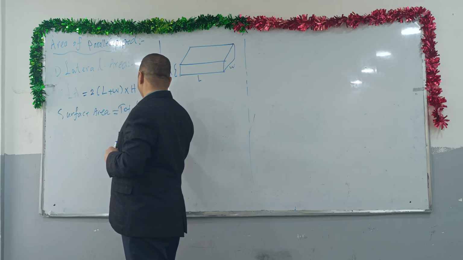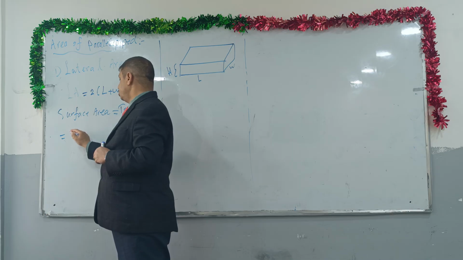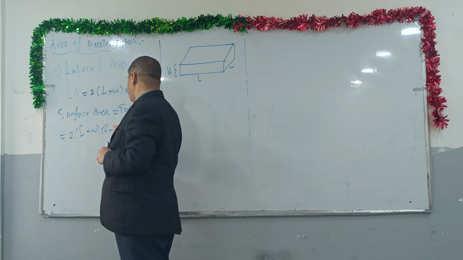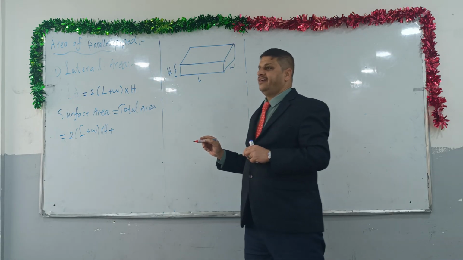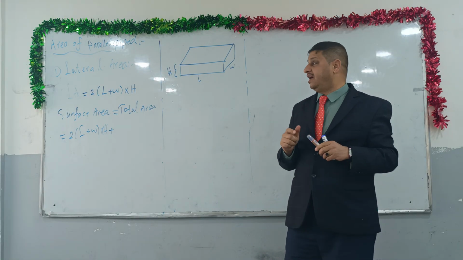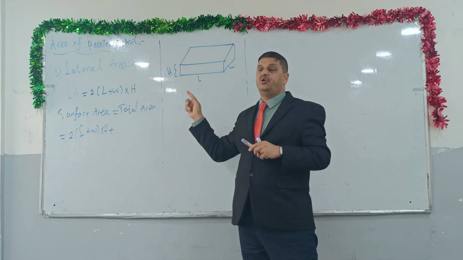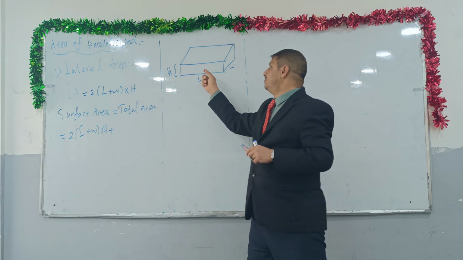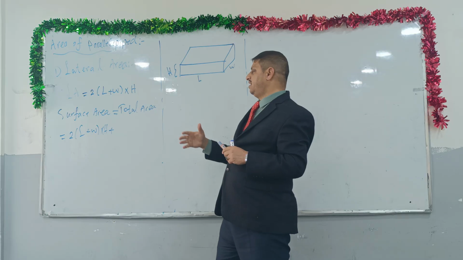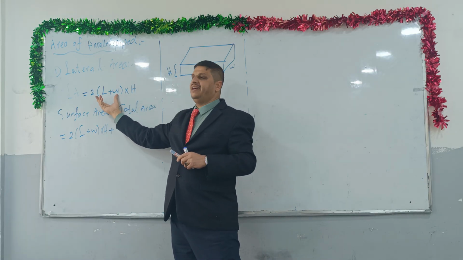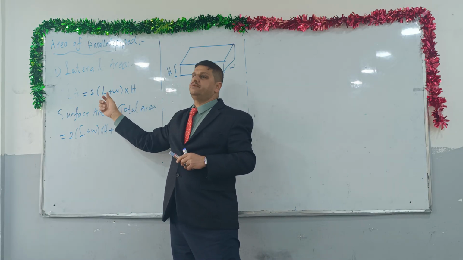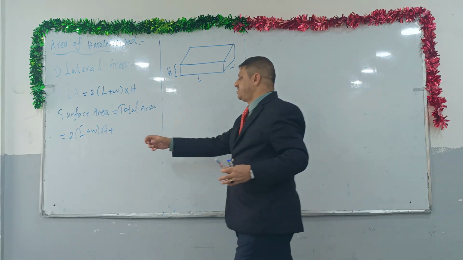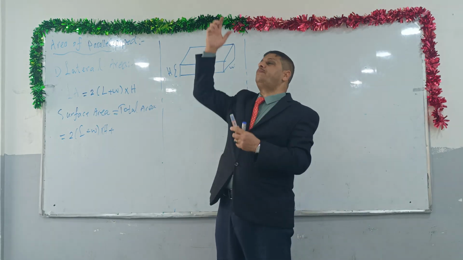But in the surface area, the total area, do not hesitate. Total area equals 2 times L plus W all times H, plus the area of the two bases. In other words, the total or surface area of the rectangular solid equals the lateral area plus the area of the two bases. The lateral area is 2 times length plus width all times the height, plus the area of two bases.